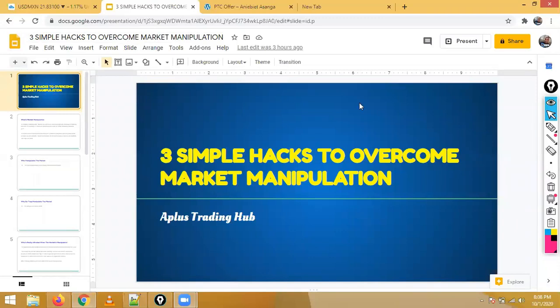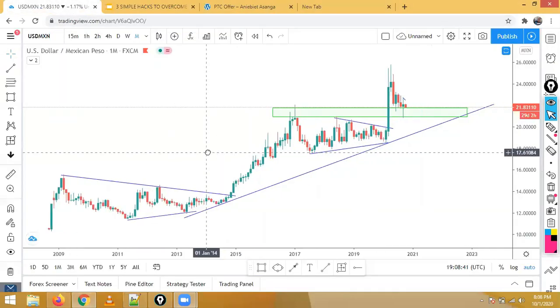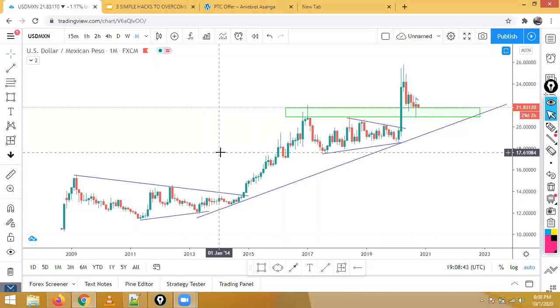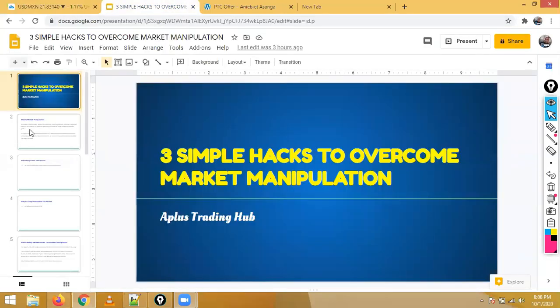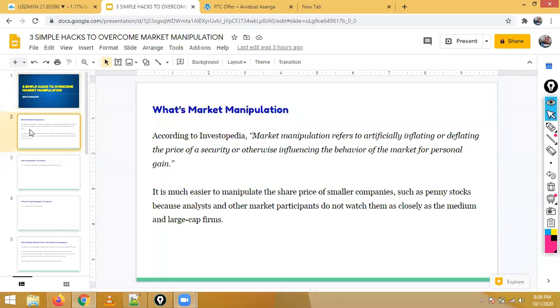Who is seeing four trend lines? Yeah, okay, this is what you are seeing, and you are seeing four trend lines. All right, that is not what I said you should spot for me. So let's begin first. What is market manipulation?